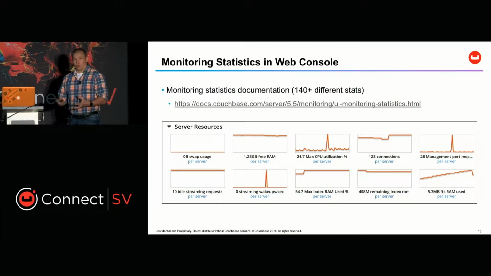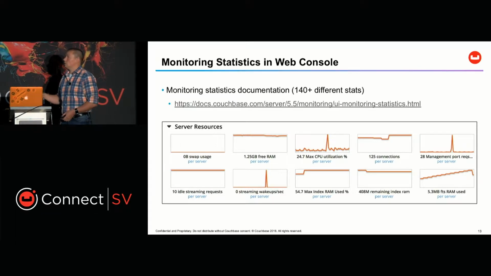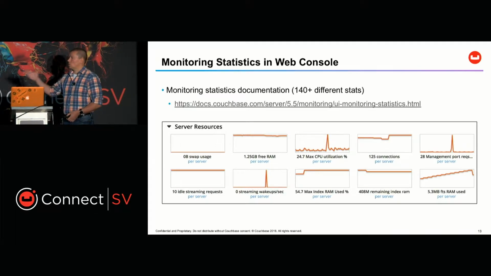If you guys ever worked with Couchbase, and again, some of you may be new to the platform, you will know that in our web console, we have about 140 plus different statistics. So the cluster constantly keeps track of them, shows them to you in the web console, and they're also available over REST API. So if you want to keep track of certain cluster metrics, and you want to integrate it with some existing monitoring solutions, that's what the REST API is for.